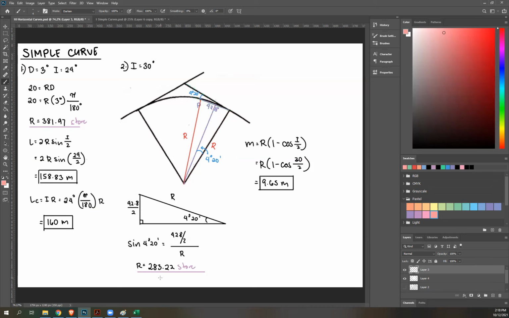Okay. So take note of your perpendicular angles, and that can help you figure out what the value of the parts of your circle or simple curve are.